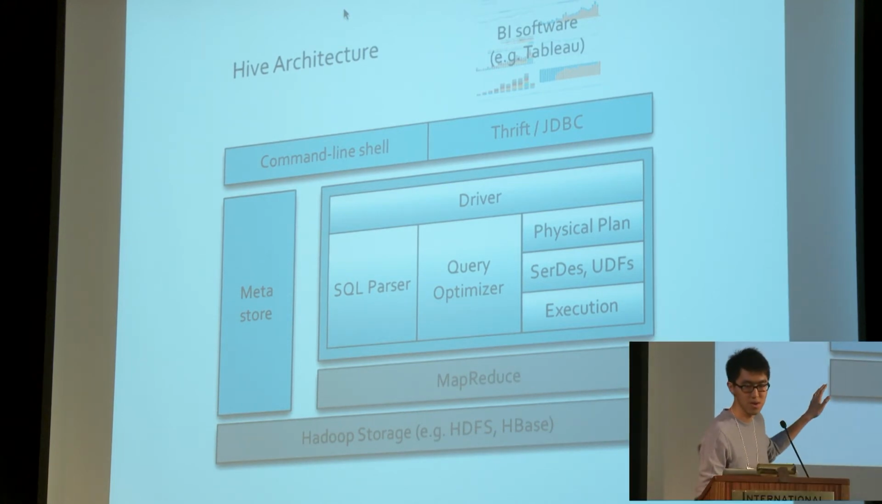It has a metastore, and it has a command line shell and a Thrift or JDBC server. Basically, the command line shell or the JDBC server invokes query processing from this common interface called the driver. And the driver does some standard database query processing techniques. Like it has a parser that parses the SQL query to generate an AST and applies optimizations on the query plan to actually generate a physical query plan at the end that can be executed against MapReduce.